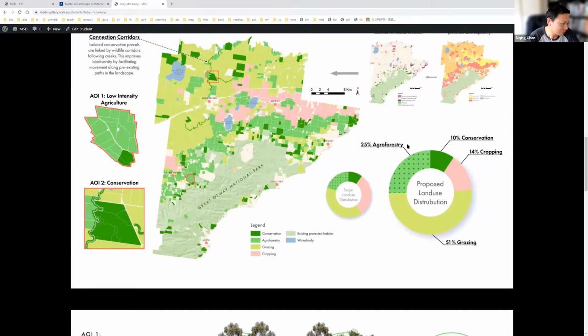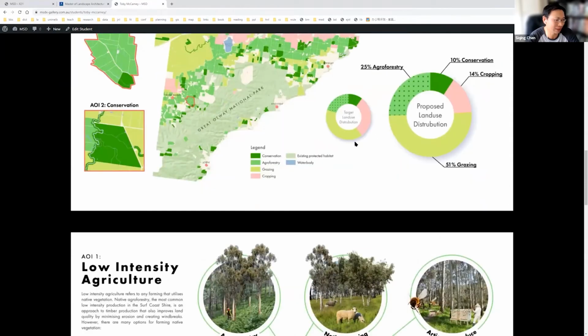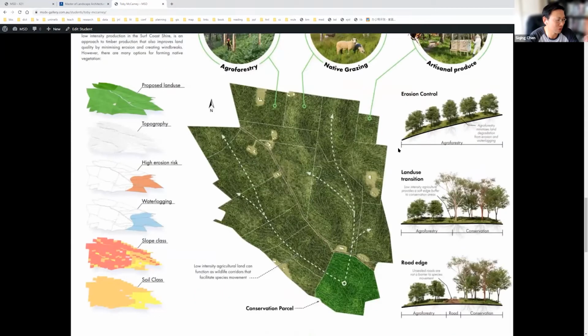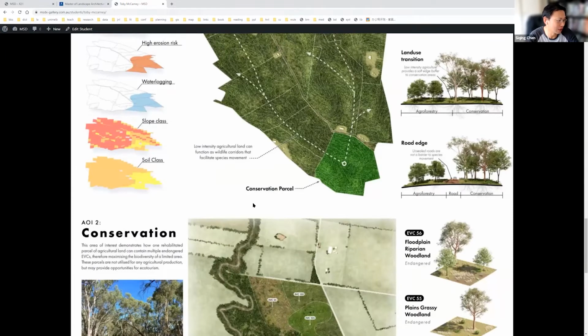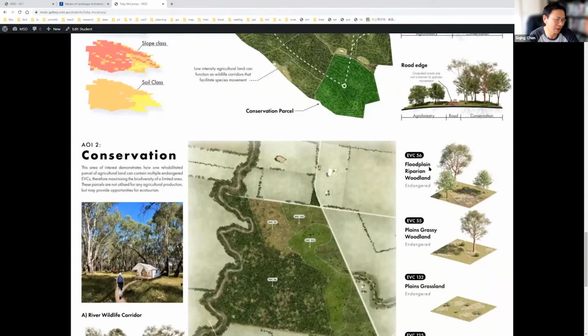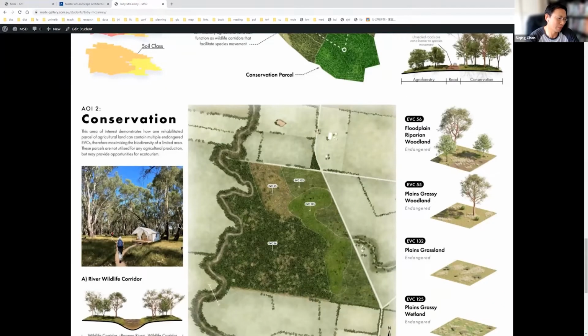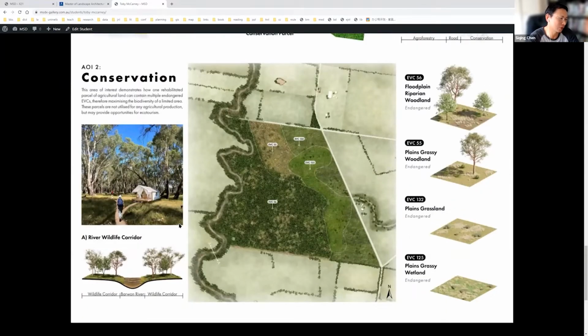And then take advantage of that, and look at the whole conservation plan, from the regional scale to some selected area of interest to design using the EVC type, and then try to come up with a design strategy of both maintaining the agriculture, forestry, but also looking at the ecological biodiversity conservation across the whole region.